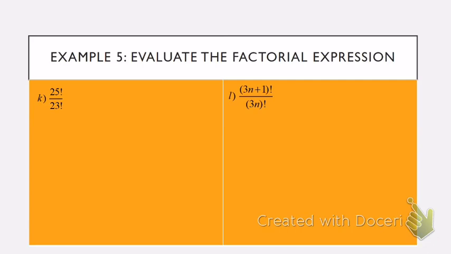I got interrupted on that last example, so I'm going to have to start over. Sorry, I'm starting over with example K. You can type in 25 factorial divided by 23 factorial on your calculator, and you get 600. The factorial button is found by hitting your math button, arrowing over to probability, and then you'll see it. You need to understand what factorial does, though.